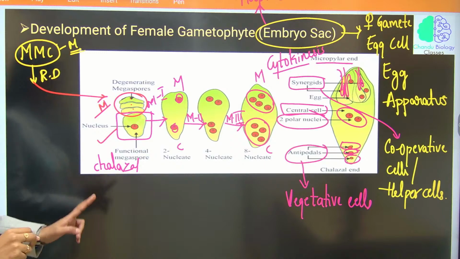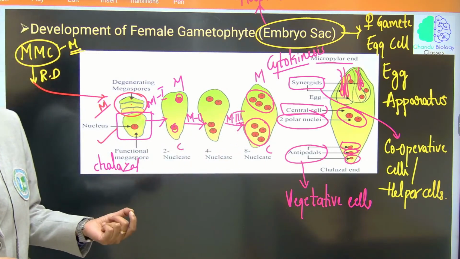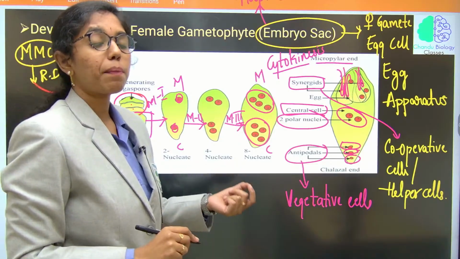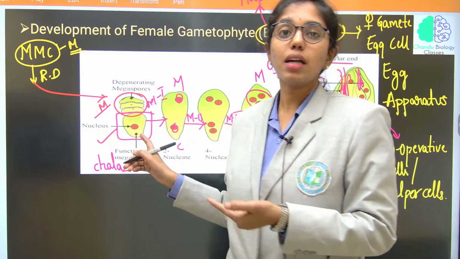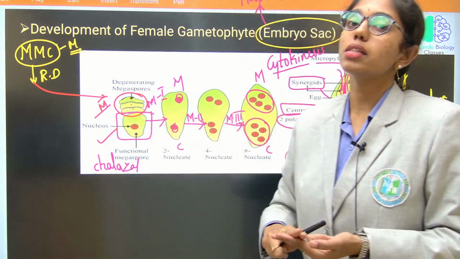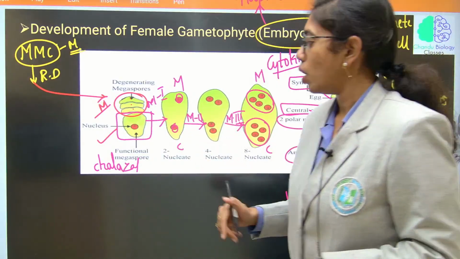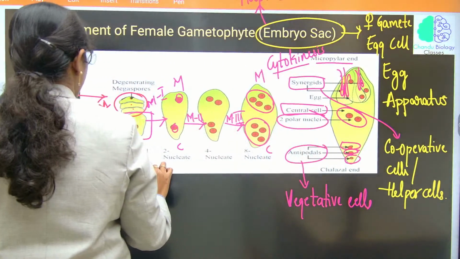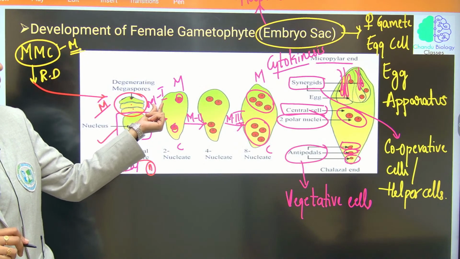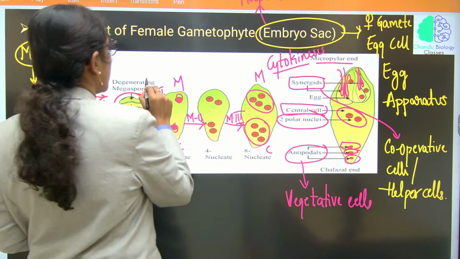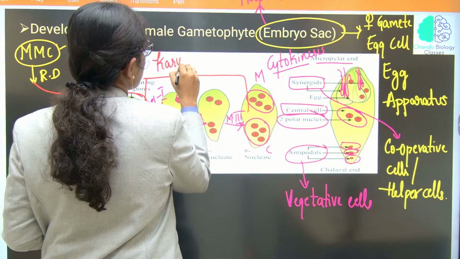This functional megaspore, which is haploid, will divide. In animal cells, mitotic division occurs only in diploid cells, whereas in plant cells both haploid and diploid cells can undergo mitosis. One standard example is the functional megaspore, which is haploid and can undergo mitotic division. It undergoes the first mitosis, but from the first to the third mitotic divisions only karyokinesis takes place.